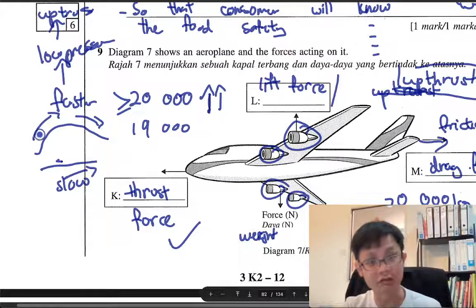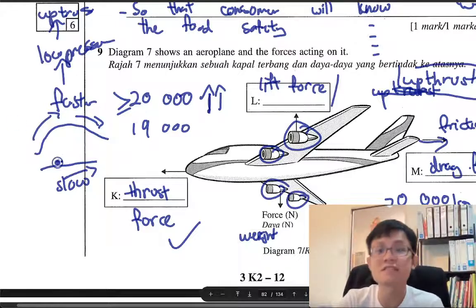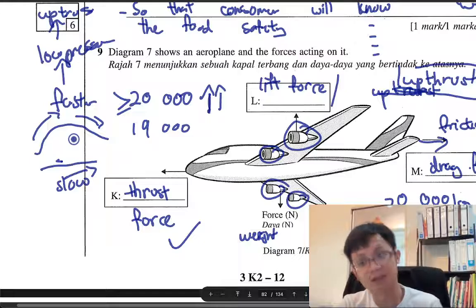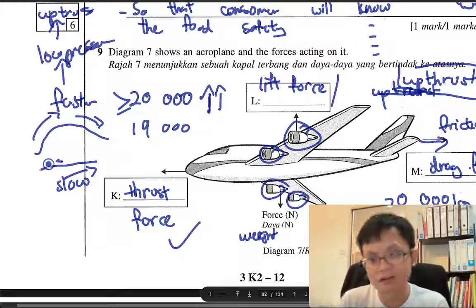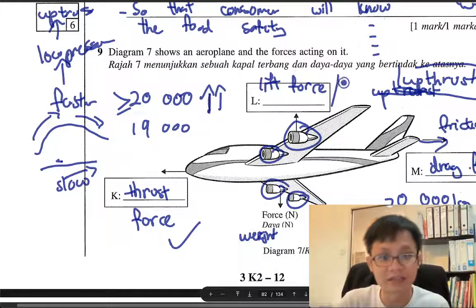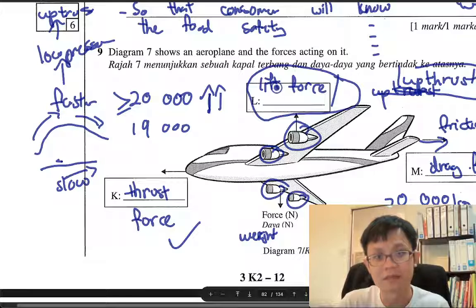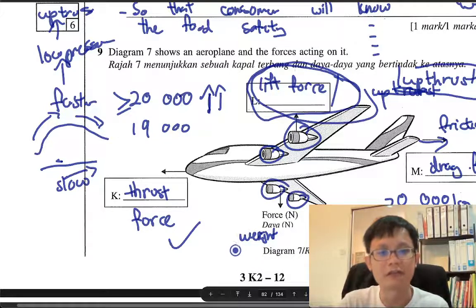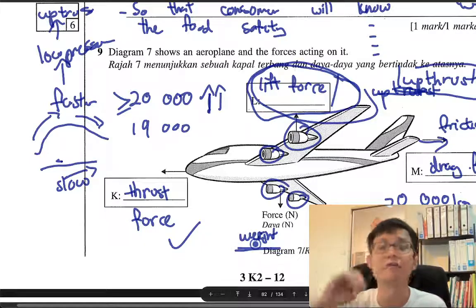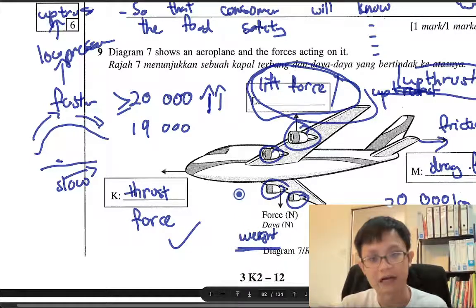You want the plane to go up, what you need to do is make sure the wind up is fast. Not only fast, make sure it is very fast, so that it has enough upthrust, enough lift force, to overcome the weight of the plane. Then the thing will go up.